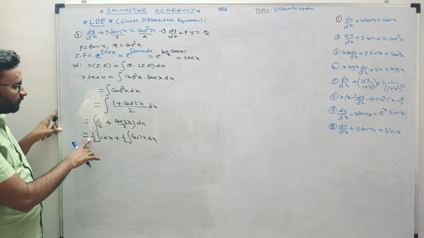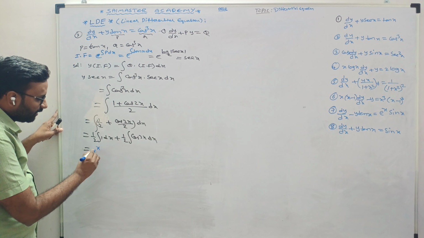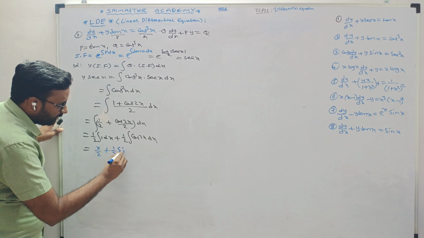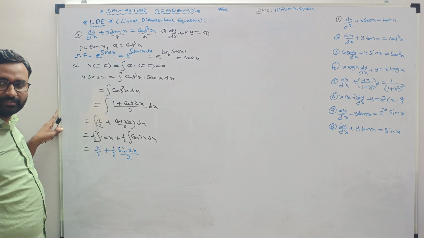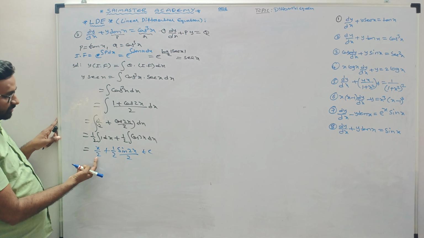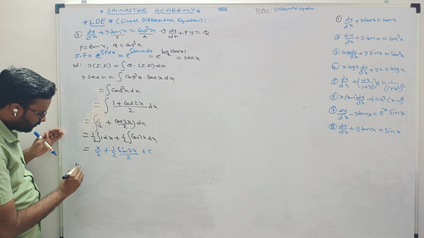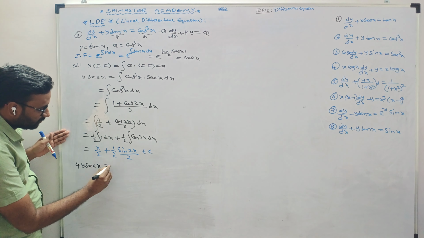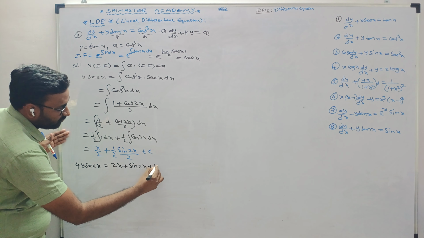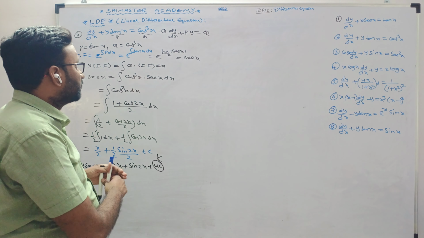So we have 1 by 2 integral 1 dx plus 1 by 2 integral cos 2x dx. Integral of 1 dx is x only. So x by 2 plus 1 by 2 into integral of cos 2x, which is sin 2x, and for 2x there will be a 2 in the denominator. Now the final solution: taking the LCM, 4 is the LCM, so 4y secant x is equal to 2x plus sin 2x plus 4c, which you can write as k or p, whatever it is. So this is the second question.